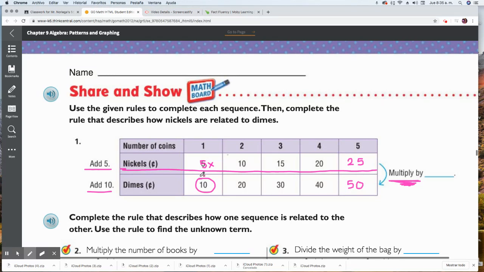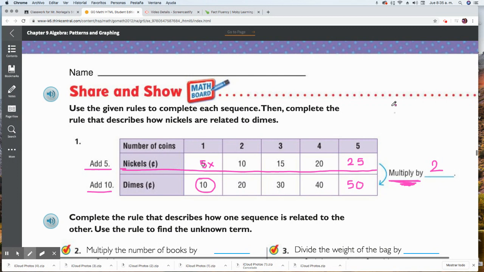Now, can you apply that rule to the second pair of numbers? Is 10 times 2 20? Yes. Is 15 times 2 30? Yes. Is 20 times 2 40? Yes. So 25 times 2 must be 50, right? So we're multiplying by 2.